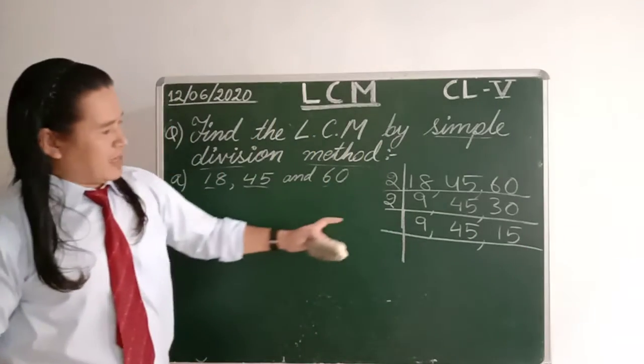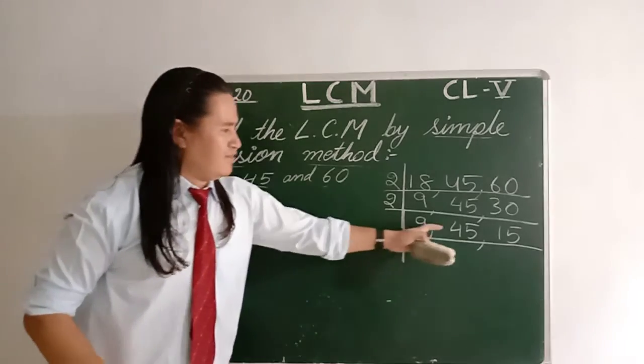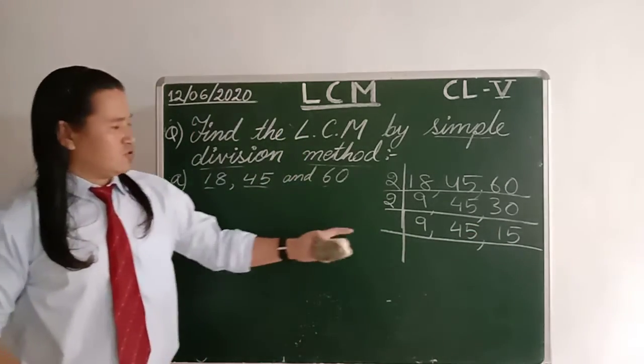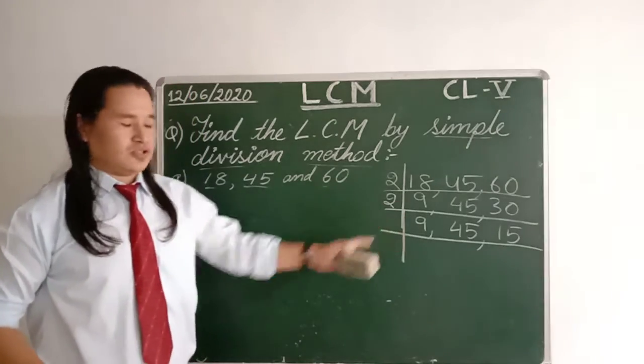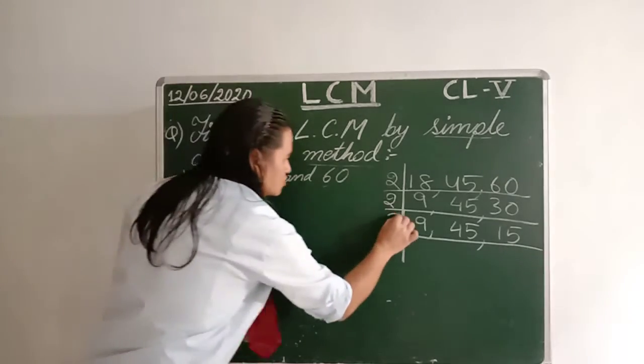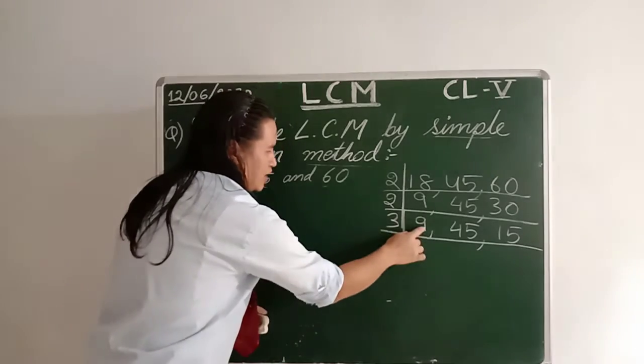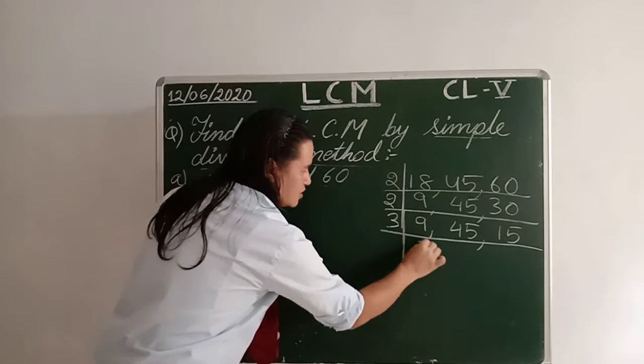Now see the second row. In this row what do we find? We find that 9, 45 and 15 are all odd numbers, so they cannot be broken down by 2. So let's try by 3. In the 3 times table we can break down 9 by 3. 3 how many times? 3 3s are 9.